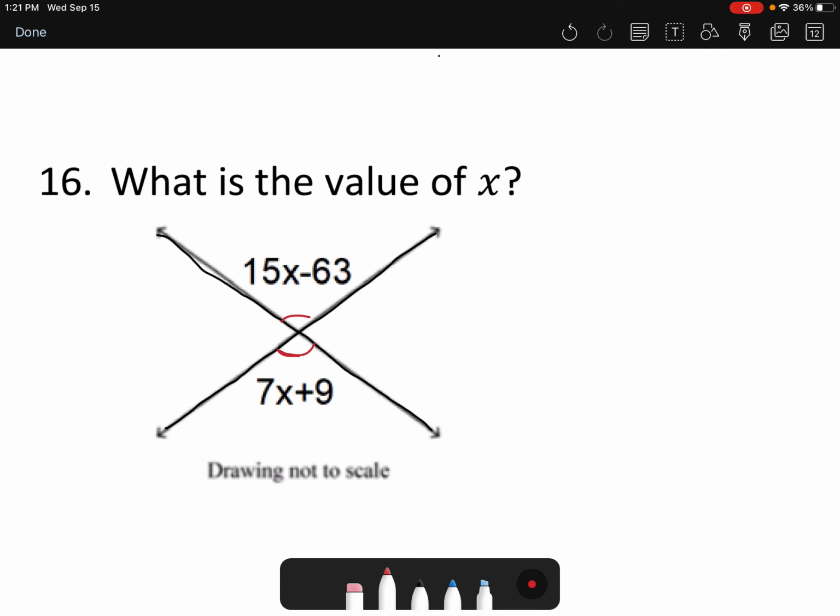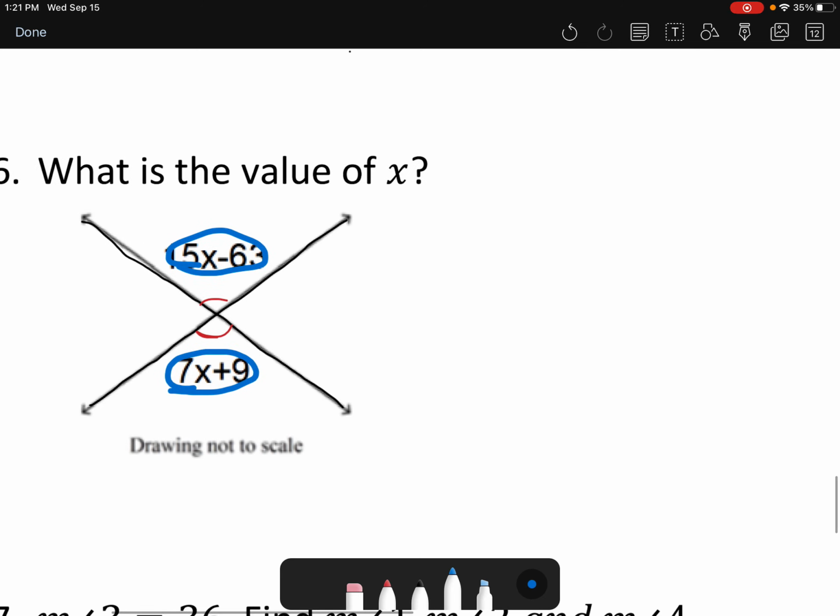And the vertical angles theorem from way back in section 2-6 said that those two angles are congruent to each other. They are the same size. And since they're the same size, that means these two measurements are equal to each other. So we can take 15x minus 63 and say that that is equal to 7x plus 9.